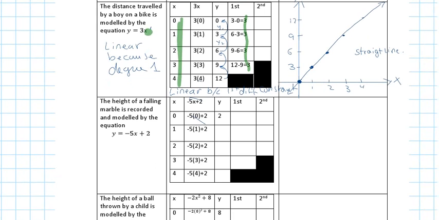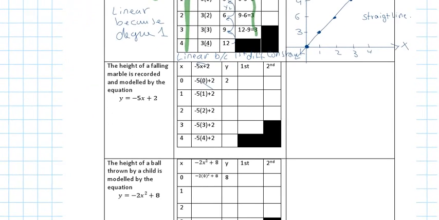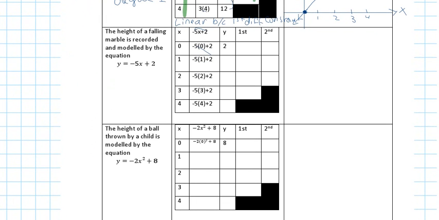All right, so the height of a falling marble is recorded and modeled by the equation y equals negative 5x plus 2. So looking at the equation, what can you tell me? Quadratic, linear, what is it? Linear, right? Because it's a degree 1. So I know it's linear because of the degree 1.